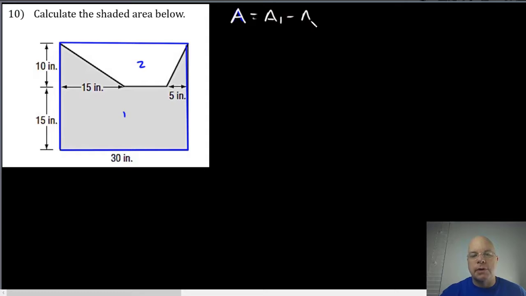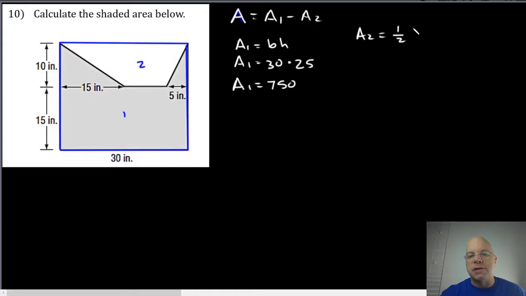Area 1 is just the large rectangle, so base multiplied by height. Area 1 equals the base is 30. The height is 15 plus 10, so 25. So area 1 is 750 inches squared. Area 2 is a trapezoid, so it's equal to half the sum of the bases, 1/2 multiplied by base 1 plus base 2, multiplied by the height of the trapezoid, which is the perpendicular distance between the bases.